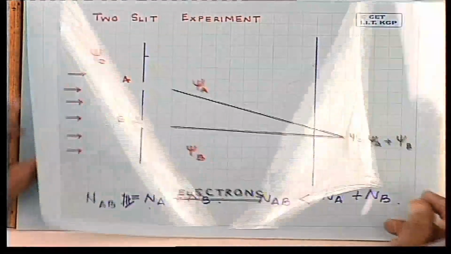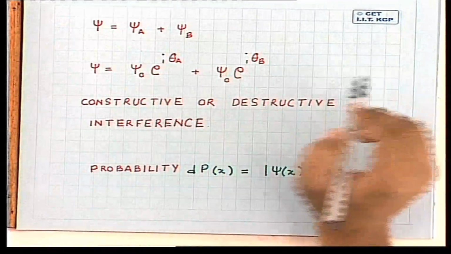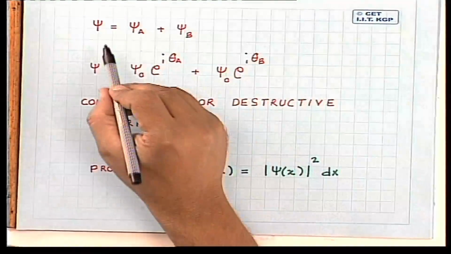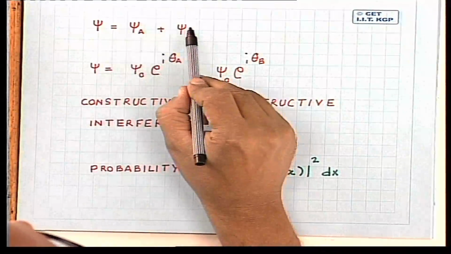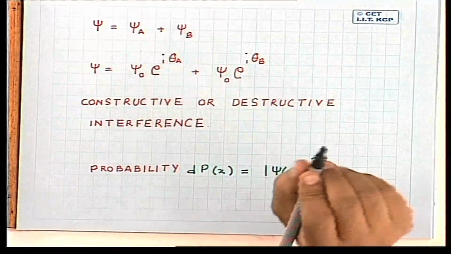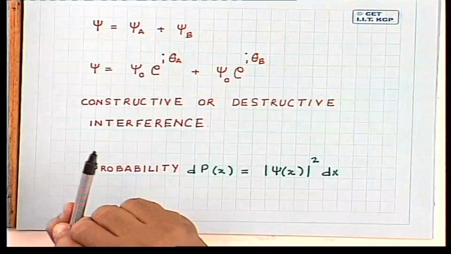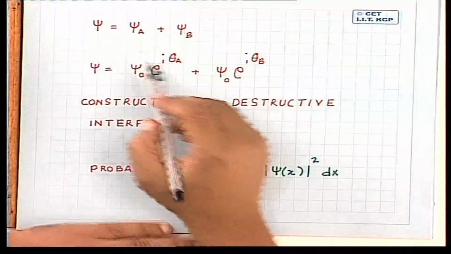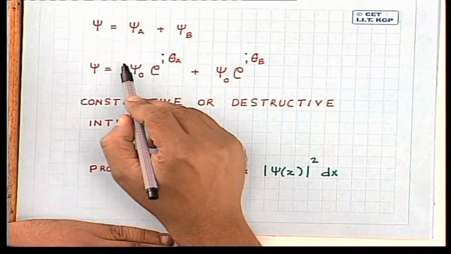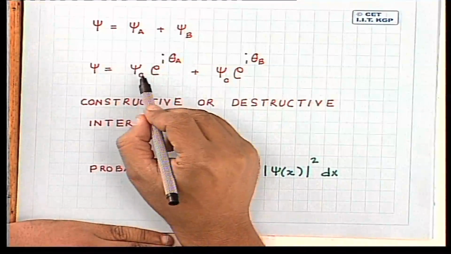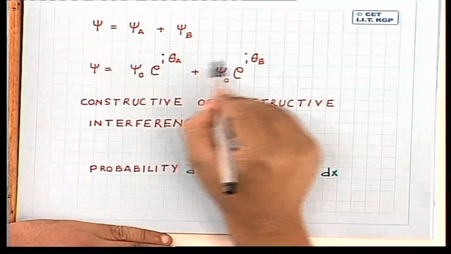So let us briefly look at what happens. On the screen on the right hand side, where we have the electron counters, we have a wave psi, which is the superposition of these two secondary waves, psi A and psi B, which are emitted from the two slits A and B. Now the wave psi A and the wave psi B are the same wave before they entered the slit. So we have psi 0 for both of them, but they pick up different phases.